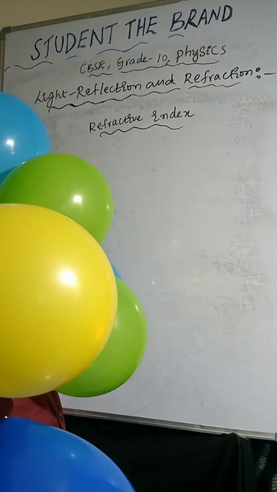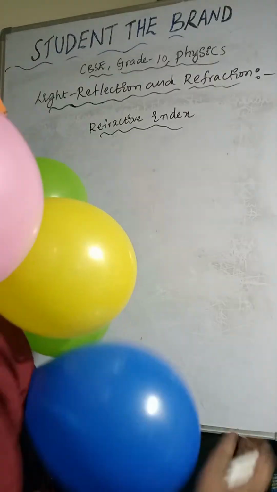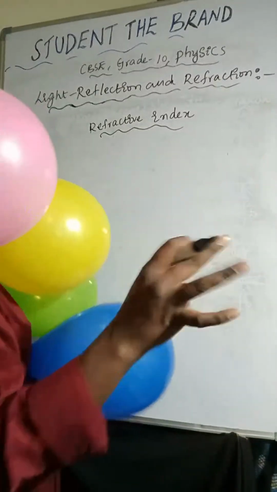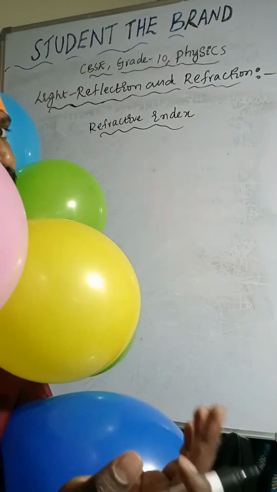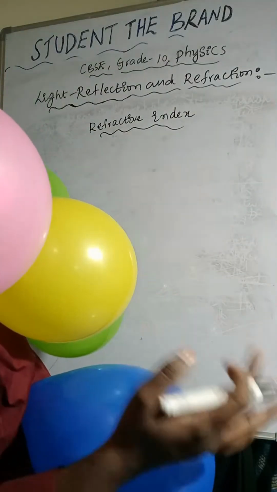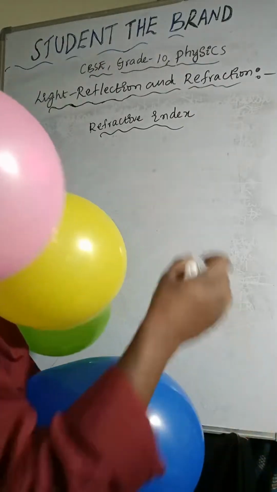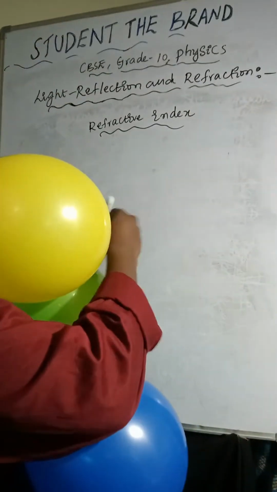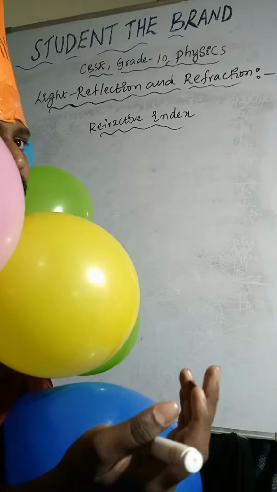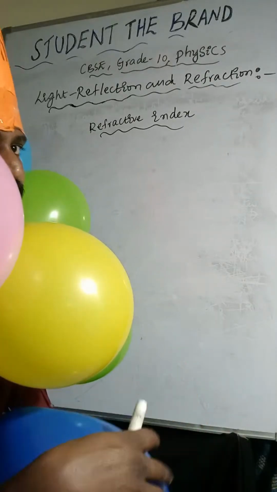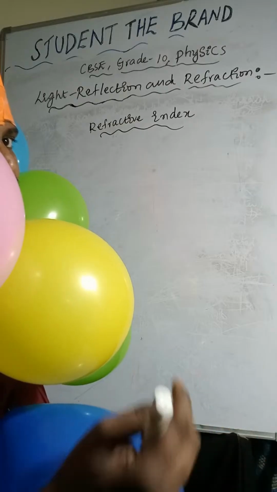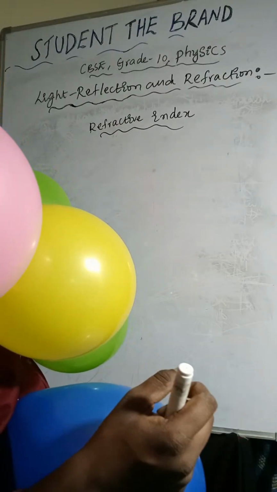Before, I explained the laws of refraction. In that, the incident ray, refracted ray and normal line lie on the same plane. And one more point: the sine of the angle of incidence to the sine of the angle of refraction is equal to a constant. That is nothing but the refractive index.